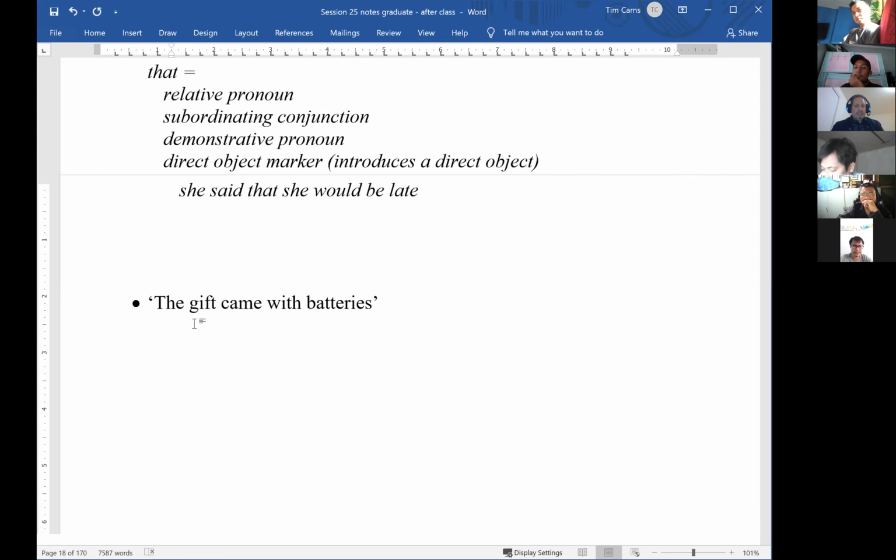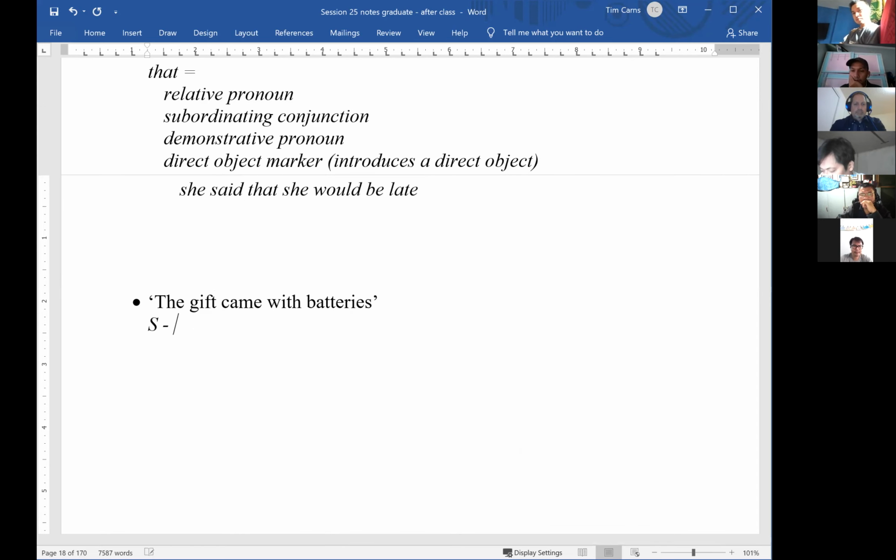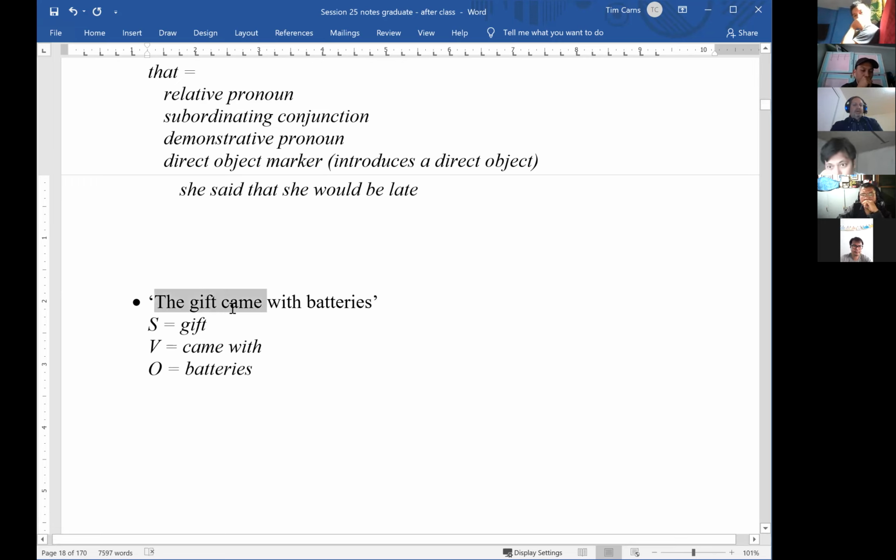Subject, gift. And the verb is came with, object batteries. Now you could say the gift came, but is that the full idea being conveyed here? It's not saying the gift came to me. It's saying how, the gift came with batteries. So came with is the verbal idea in this case. It's not describing that the gift has arrived, but it's describing something about the gift.